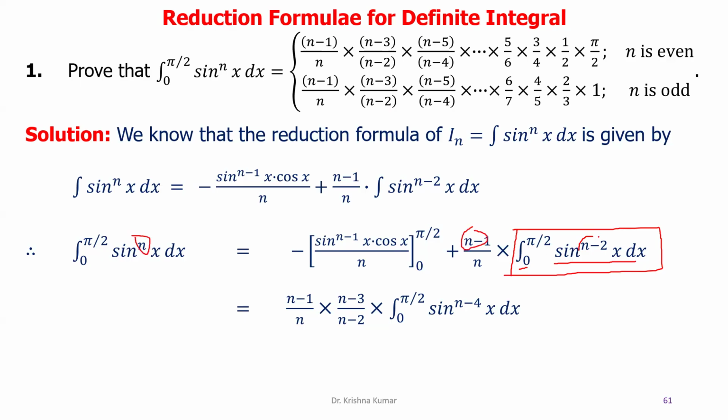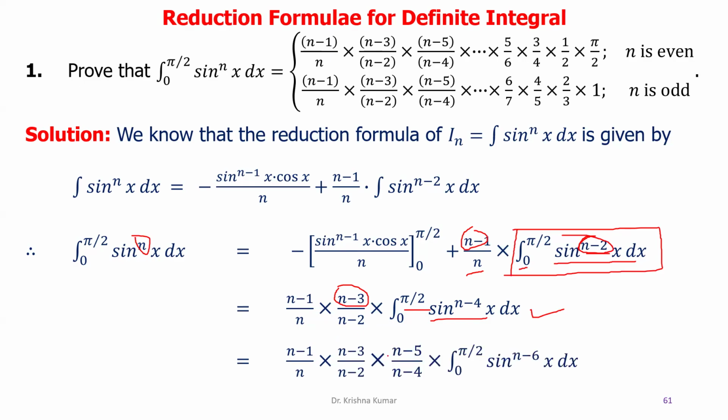So this is n-2, so it will become n-3. Similarly, this is n, so it will be n-2. So we are getting (n-1)/n × (n-3)/(n-2) times the integral of sin^(n-4) x under the limit 0 to π/2 with respect to x. If we again expand it, we will write n-5. Just look here: n-1, n-3, n-5, and n-2, n-4, and it will be n-6.